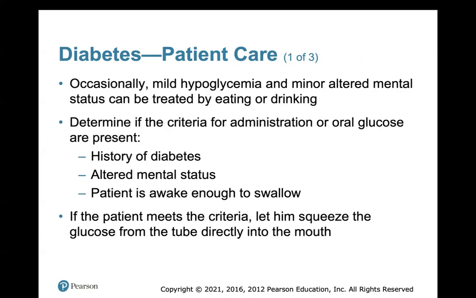Mild hypoglycemia, minor altered mental status usually can be solved by eating and drinking. You may give them a tube of oral glucose sucked down, encourage them to eat something with some protein in it, something sugary, drink some juice, get their sugar back to the appropriate level.